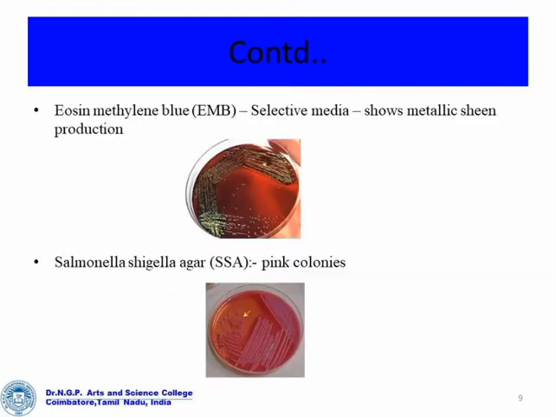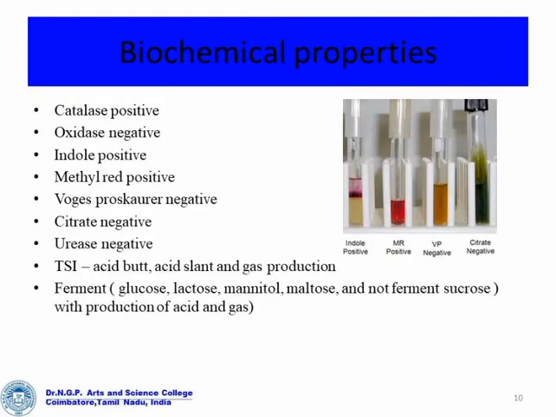And in Eosin methylene blue, EMB agar, it is used for E. coli as a selective medium. It shows a metallic sheen. In Salmonella Shigella agar, pink colonies were found.